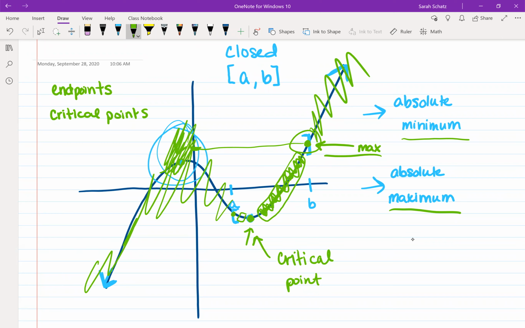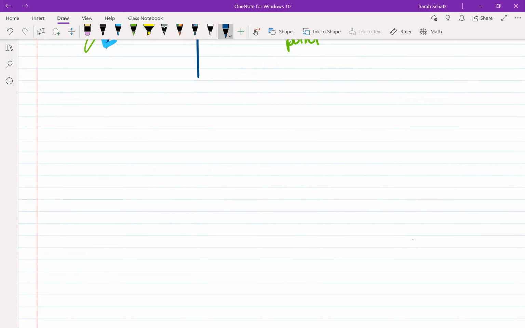Let me give you another example in a picture before we do this algebraically. Let's say I've got a graph and maybe it looks like this. Here's my interval from A to B. I can write an A and a B. Let's say it's closed. It includes A and B, and this is my interval. And I want to know, hey, on this interval, what's the absolute max and absolute min?